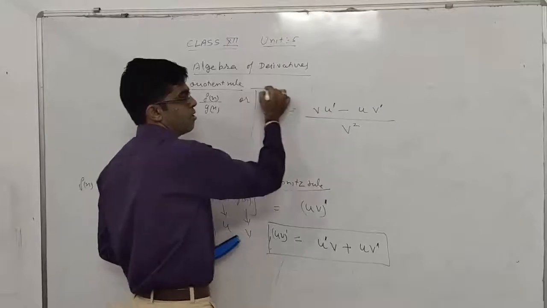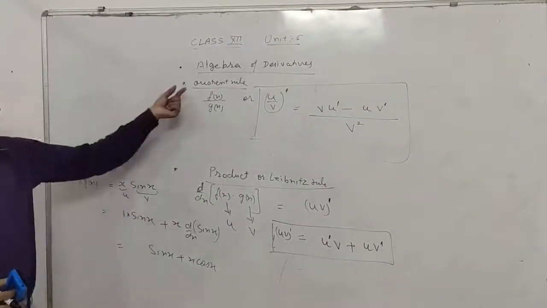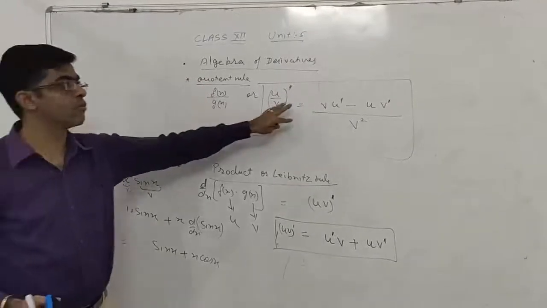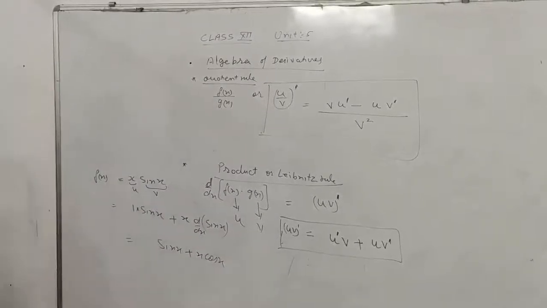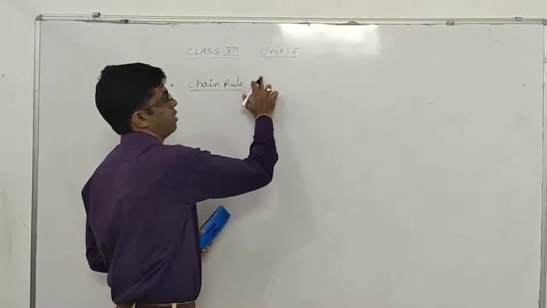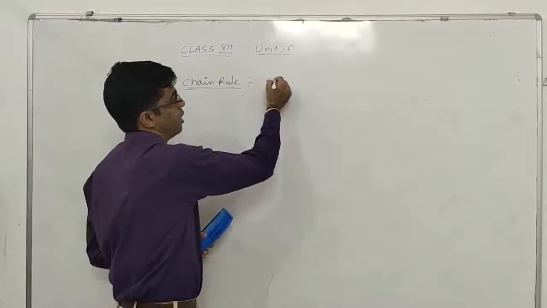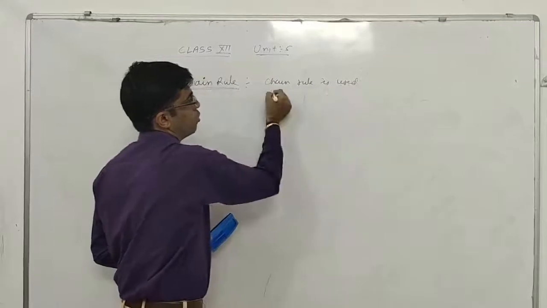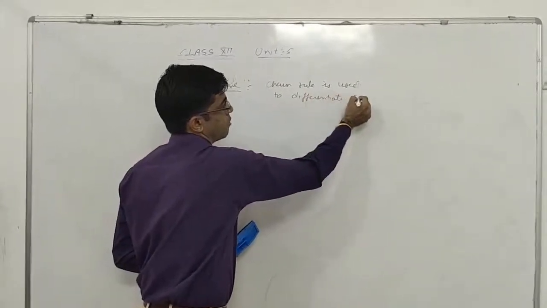So this is the formula of differentiating the function which is coming in the form of quotient form. Quotient form में जब function आएगा तो we will use this approach. We will apply this in the questions. Now the next is chain rule. This is very important for doing the differentiation of composite functions. So chain rule is used to differentiate composite functions.